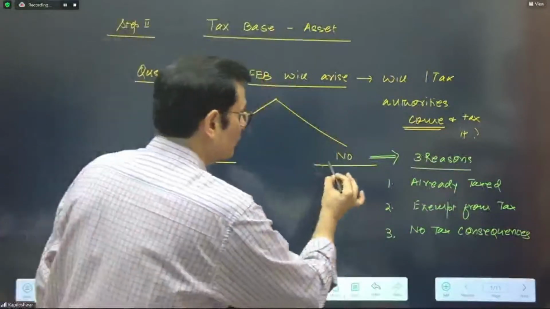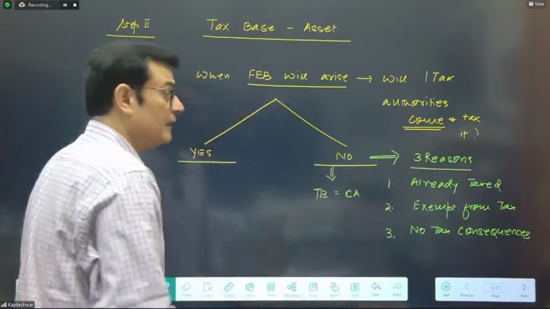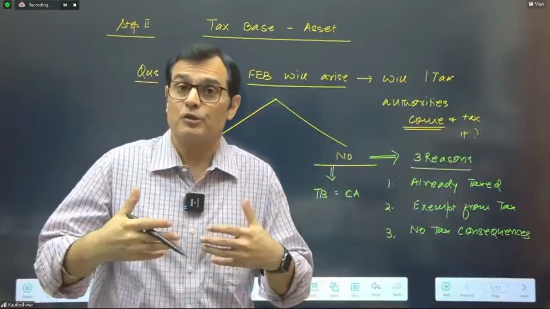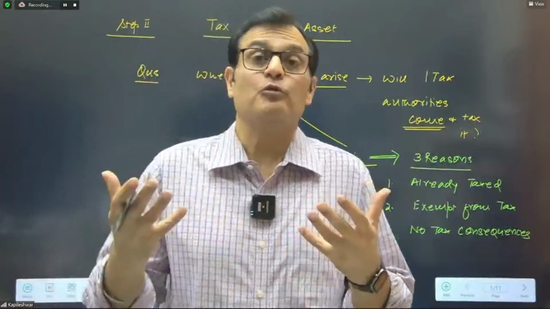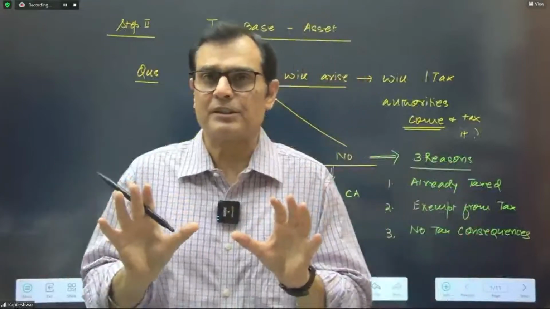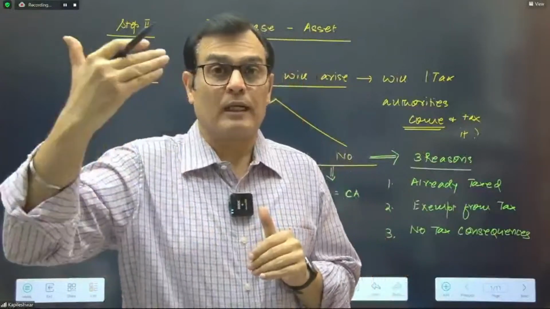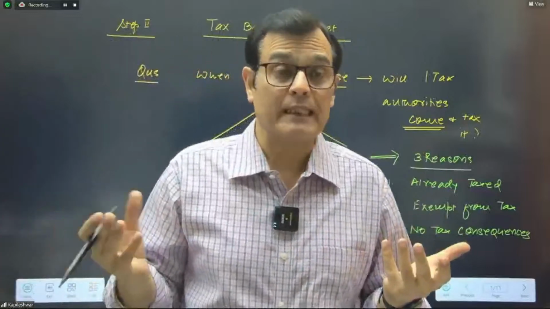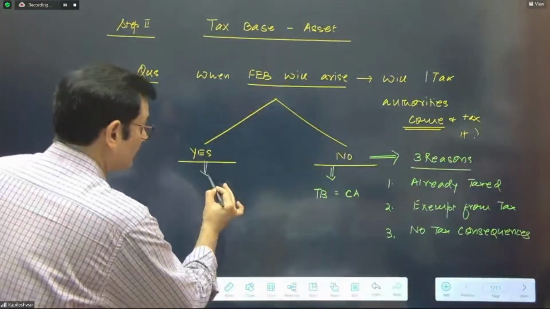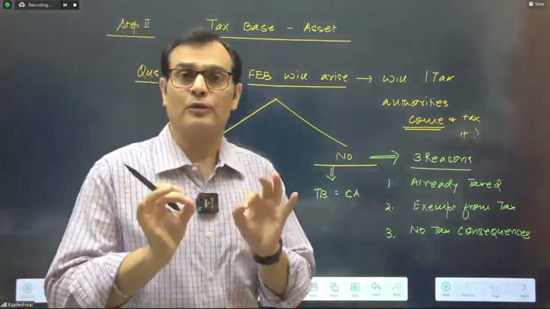If you say no, your tax base and the carrying amount are equal. And the logic is simple. If the tax authorities are not going to come in the future, there are no future implications. If there are no future implications, naturally, there is no future deferred tax. Because deferred tax, as we know, is something which relates to the future. So if they're not going to come in the future, then there are no future consequences and no deferred tax implications.